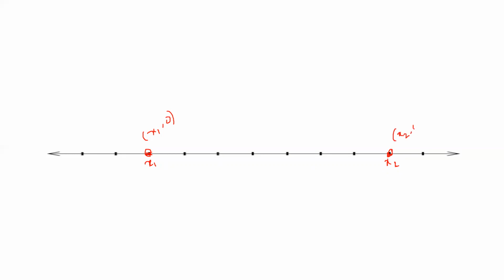Why is it 0? Because on the x-axis the y-coordinate should be 0. Now what did I tell you? Distance is the difference between the x-coordinates. So here the distance is x2 minus x1. So the horizontal distance is x2 minus x1. That is on the x-axis.